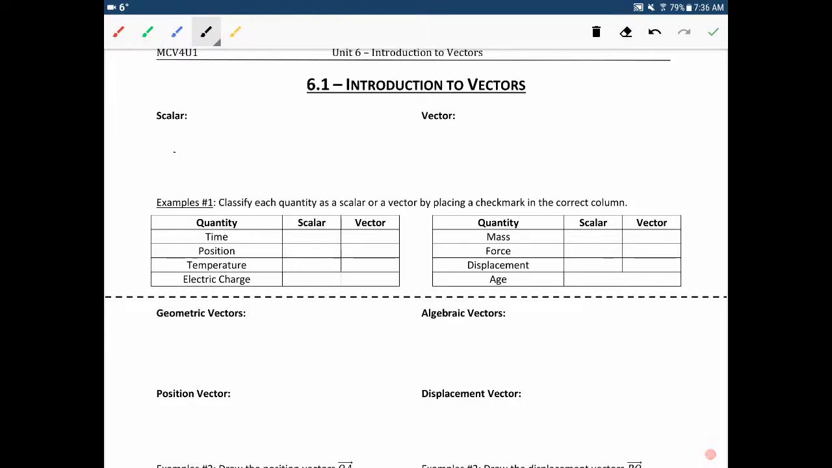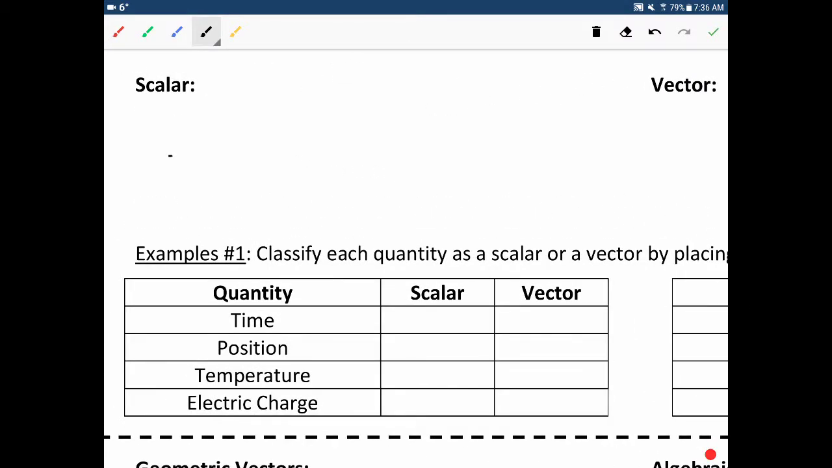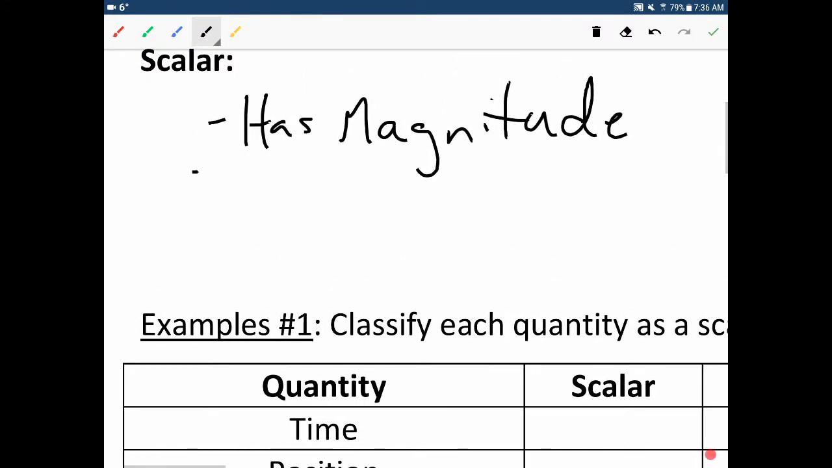Hey guys, today we are going to begin our work on vectors. So the first two words you need to understand for vectors are scalar and vector. Now, these are both measurements essentially, but the scalar has magnitude, but no direction. I'm going to zoom in so that my handwriting is neater.